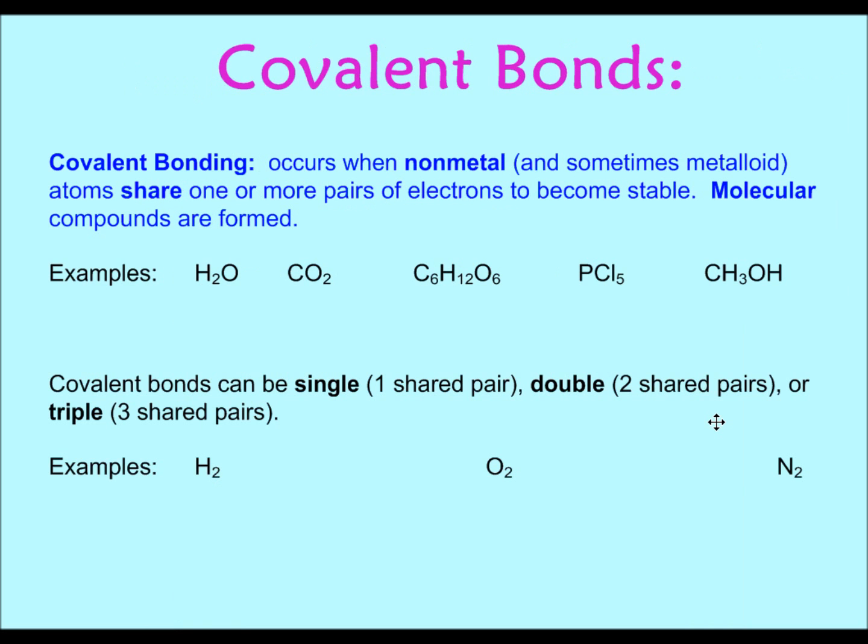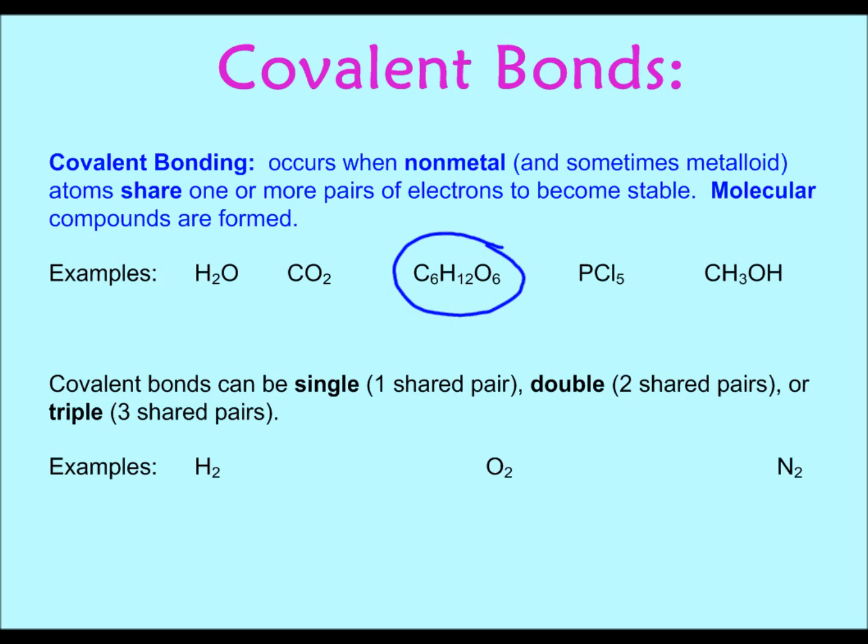Okay, moving on to covalent bonds. So covalent bonding occurs when non-metal and sometimes metalloid atoms share 1 or more pairs of electrons to become stable. Molecular compounds are then formed. Okay, some examples of molecular compounds that have covalent bonds, things like water, carbon dioxide, glucose, for example. And we actually learned how to name these before we really understood what they were. So hopefully your nomenclature is coming back and is able to help you here.